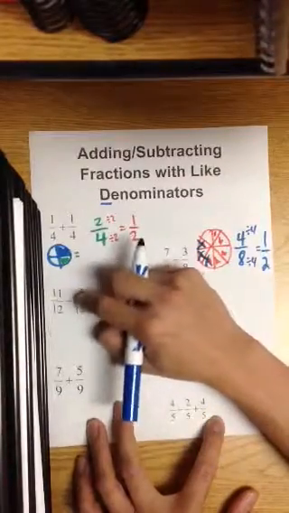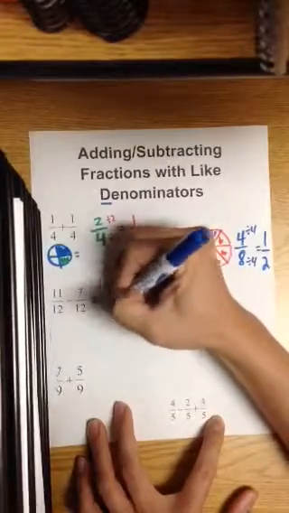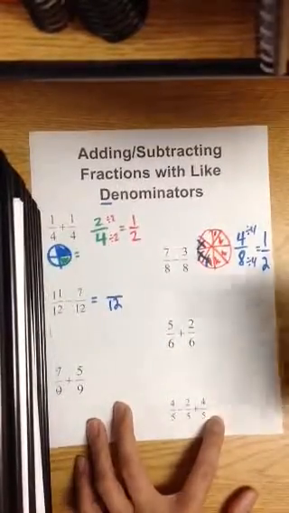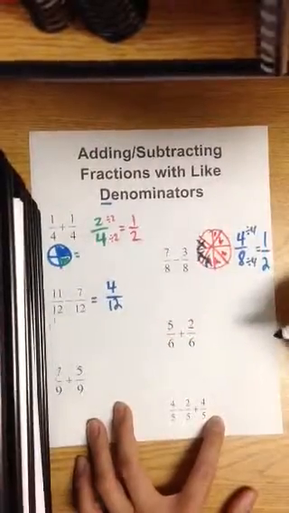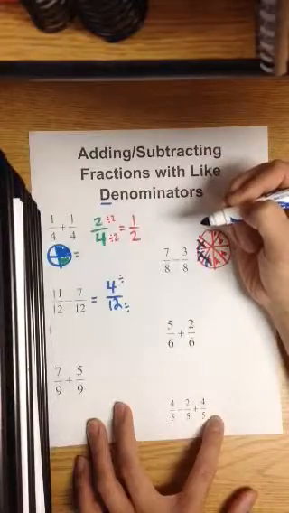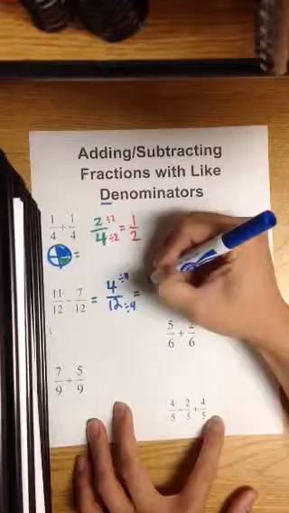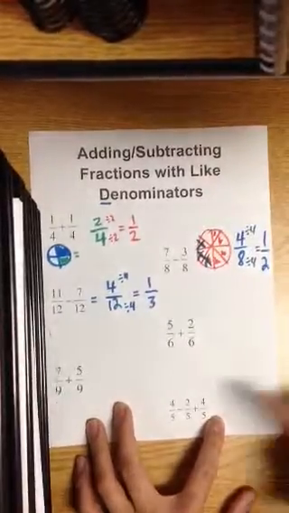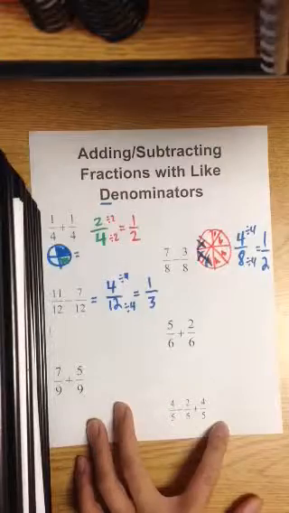What's 11/12 take away 7/12? Let's see. Keep the denominator the same, 12. 11 minus 7: 8, 9, 10, 11. 4/12. Can you simplify this? You bet you can. What is the greatest factor that goes into 4 and 12? 4. That's the greatest number that goes into it. That's 1/3.